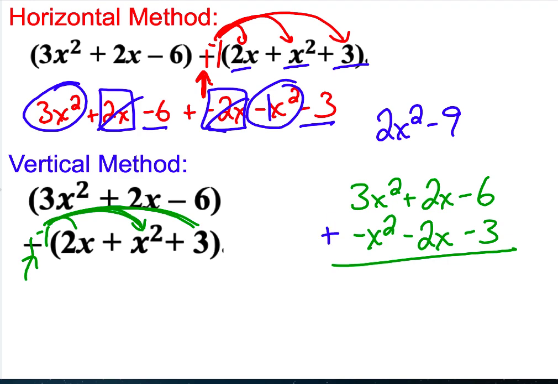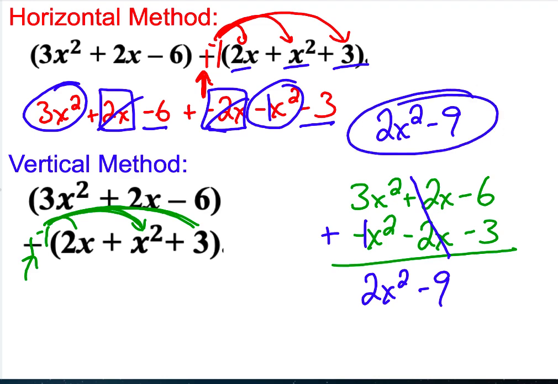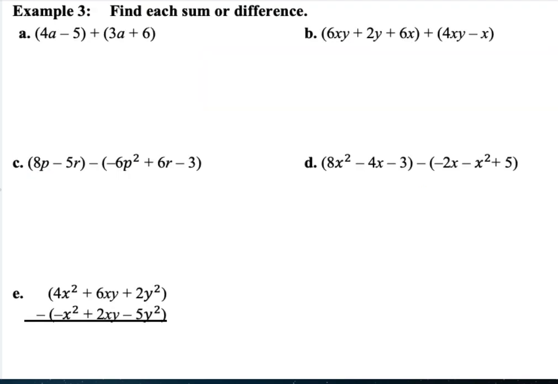And then we just add down the columns. 3 and negative 1 is 2x squared. 2 and negative 2 is 0, so that term drops out. Negative 6 and negative 3 is negative 9. You'll notice we get the exact same answer, it's just two different ways of setting up the problem. All right, so let's see that in action here. So first one should be hopefully pretty simple.